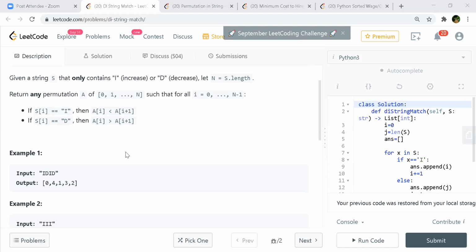So the way I look at example 1, whenever I see an I, I start with the lowest number, because I don't know what's going to be the next one, whether it will be D or I. And whenever I hit a D, I start with the highest number and keep on decrementing. And if it is I, I always use the lower number and keep on incrementing. Right, something like that.